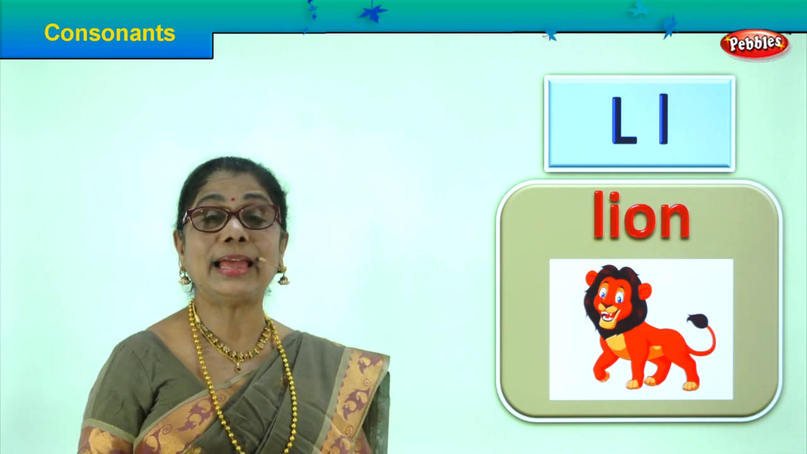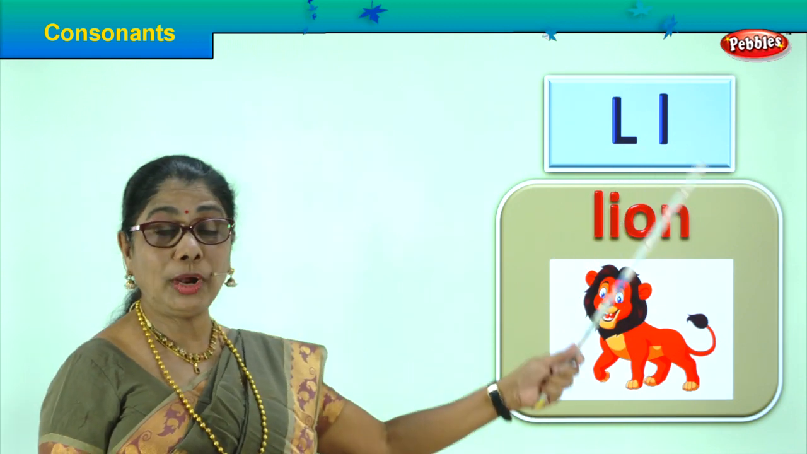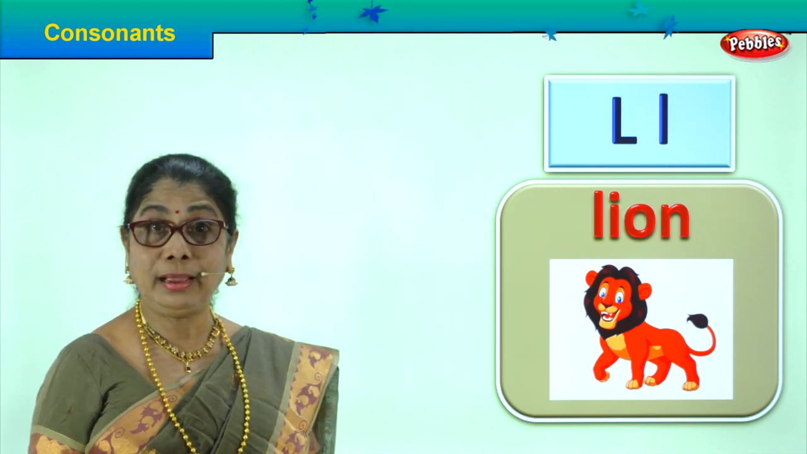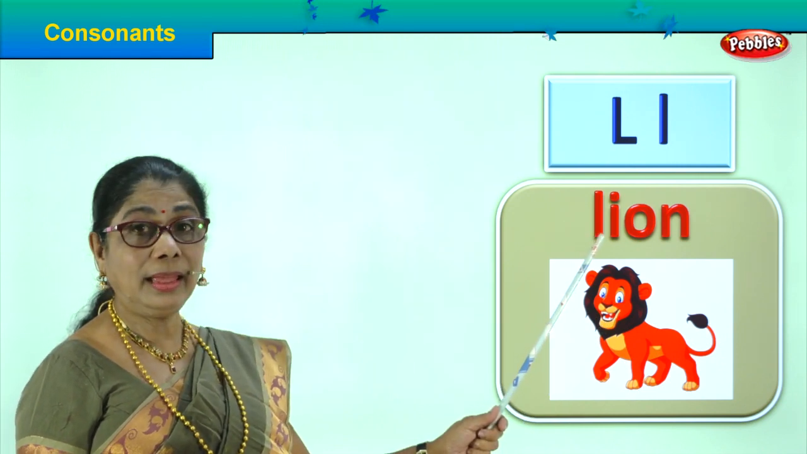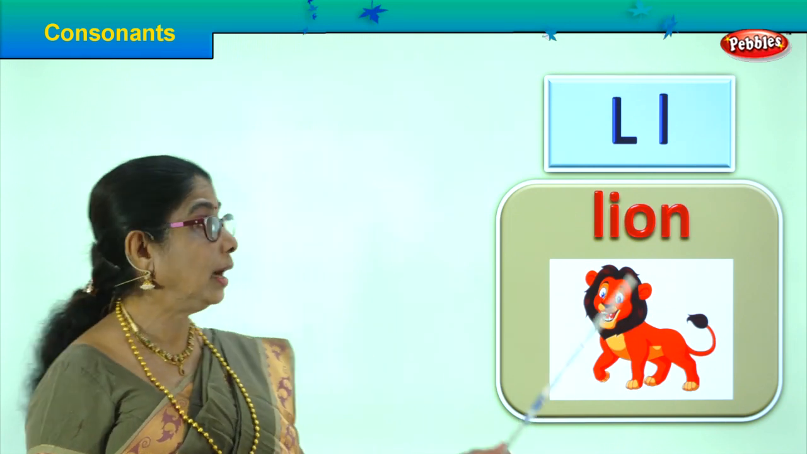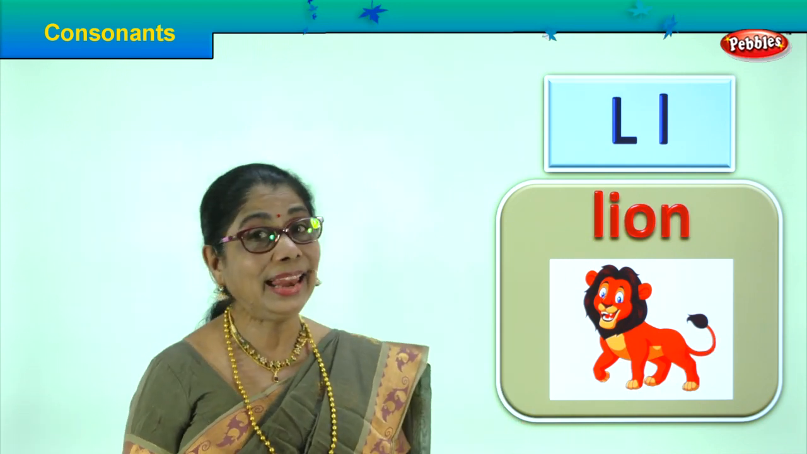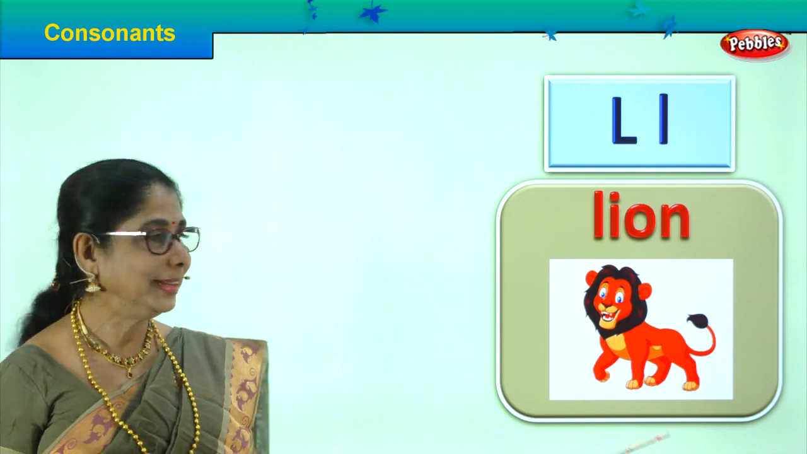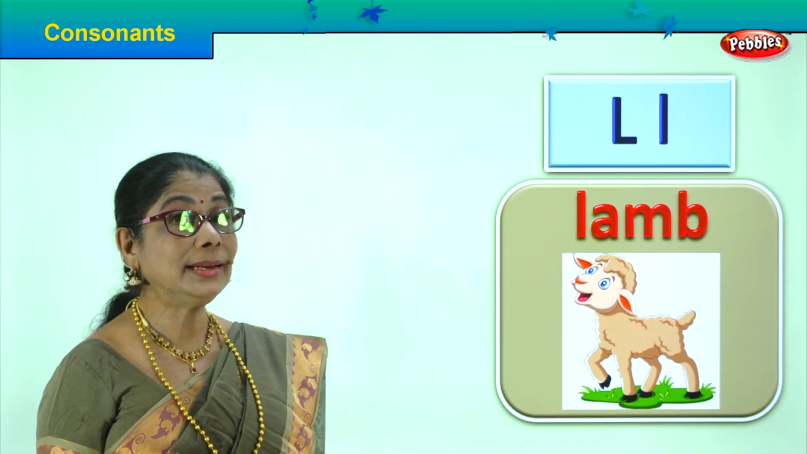Look, this is another consonant. L. Capital L, small l. What is the sound? L. What is this? Lion. L. Lion. Spell lion. L-I-O-N. Lion. The word lion begins with the consonant L. Where does the lion live? In the jungle. Good. Let's take another picture with the consonant L.